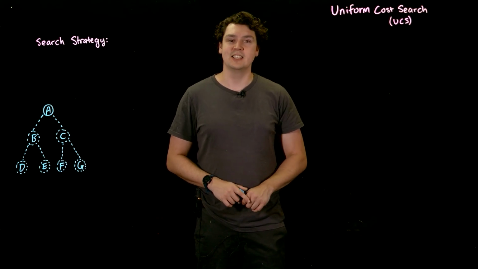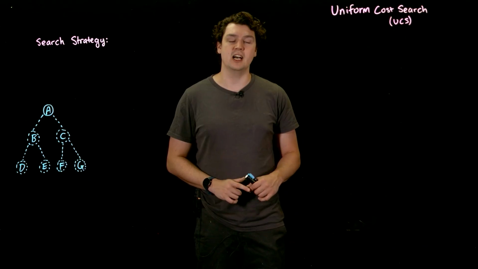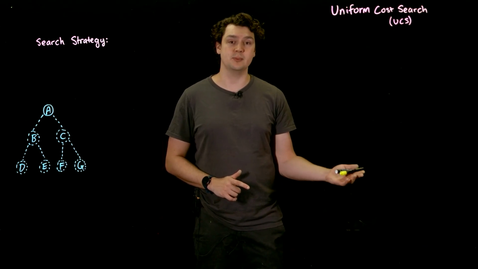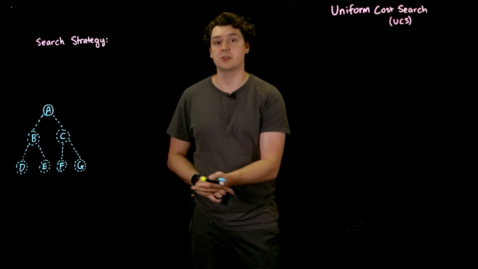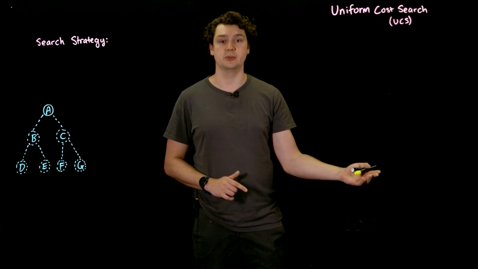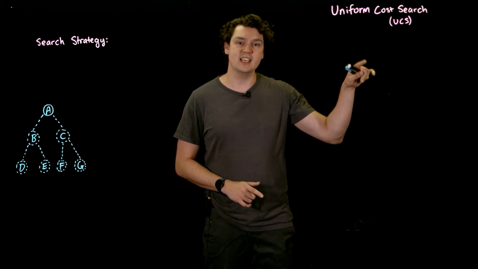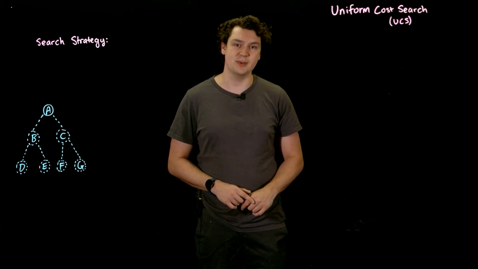Welcome back. So in the previous video, we've just had a look at breadth first search, BFS, and we've seen that it is both complete and optimal, right? It's able to find the shallowest goal node in our tree, and therefore it always guarantees to return the optimal solution.